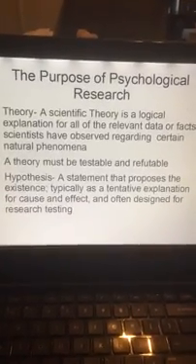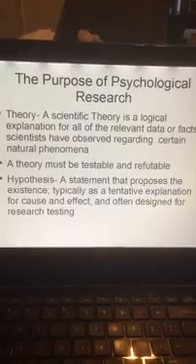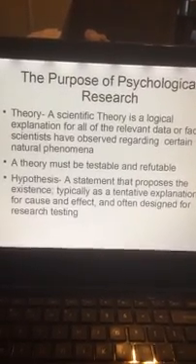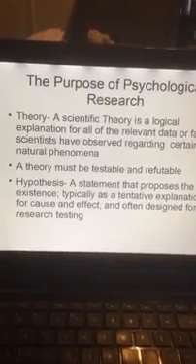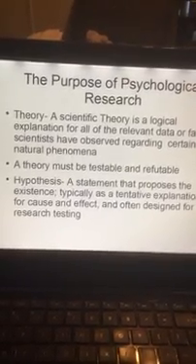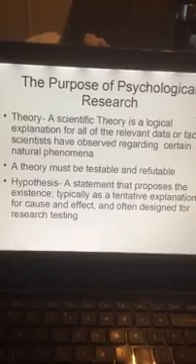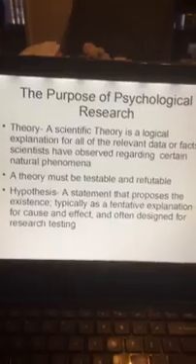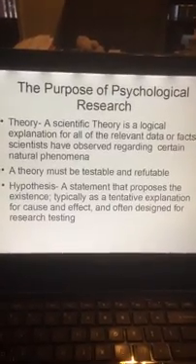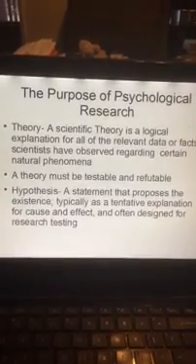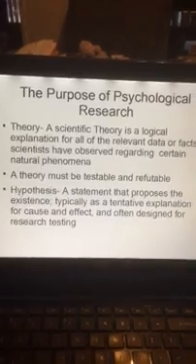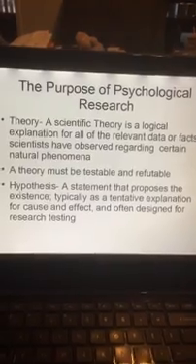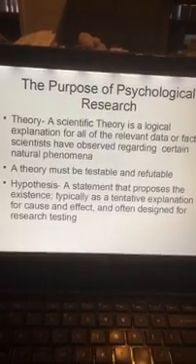First of all, we have the purpose of psychological research. We know that research has to be as exact as possible, but it's never perfect. We have theories and hypotheses. We know that the theory of evolution is currently a theory, not fact. It's not proven yet. But a theory is a scientific theory. It's a logical explanation of all the relevant data or facts scientists have observed regarding certain natural phenomena. A theory must be testable and refutable.